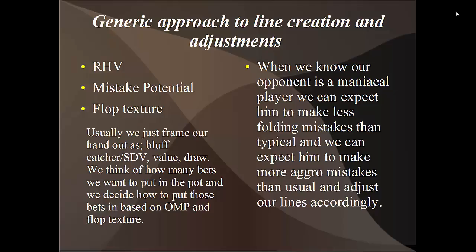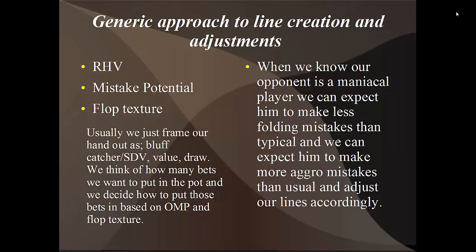But usually we just frame our hands this way, based on our relative hand value and whatever potential mistakes we expect from our opponent. We're either going to have a bluff, showdown value, a draw, some kind of value or nutted value, and we just want to think, do I want to play a big pot or a small pot, and what's the best way to get the number of bets into this pot that I want, based on all of those factors, and also my opponent's mistake propensity, his tendencies or characteristics as a player, his style, if you will.